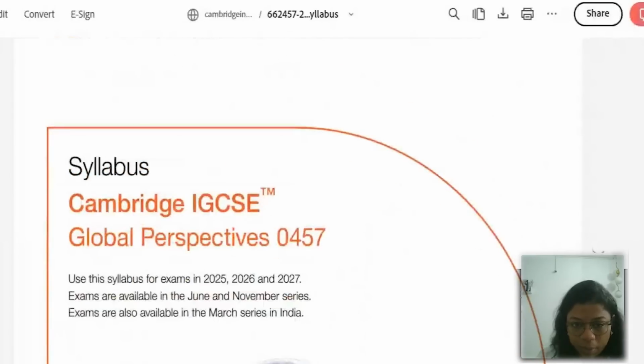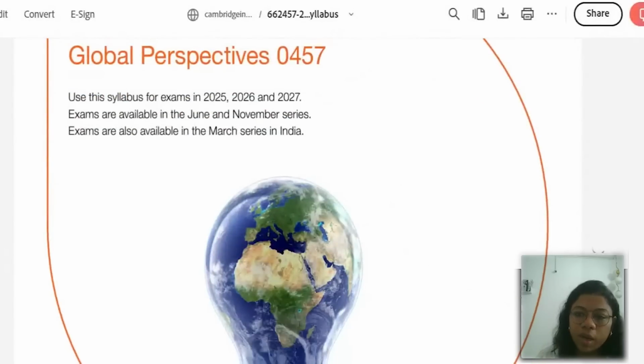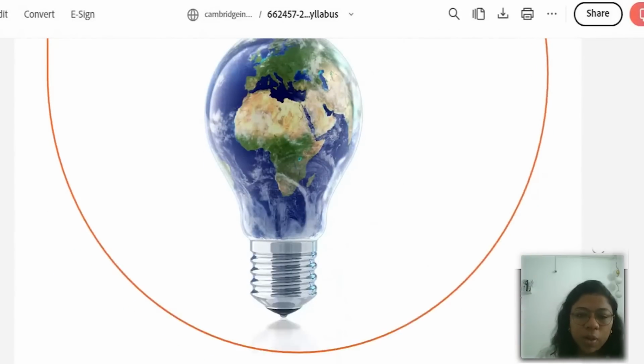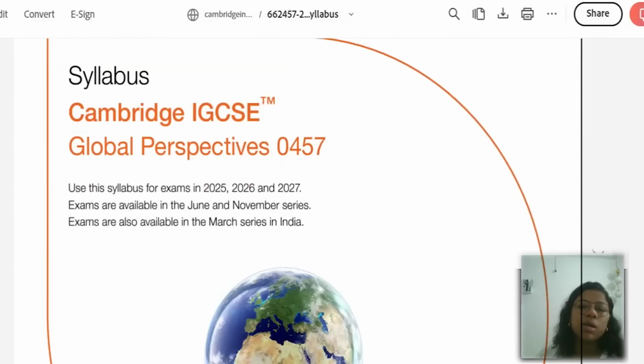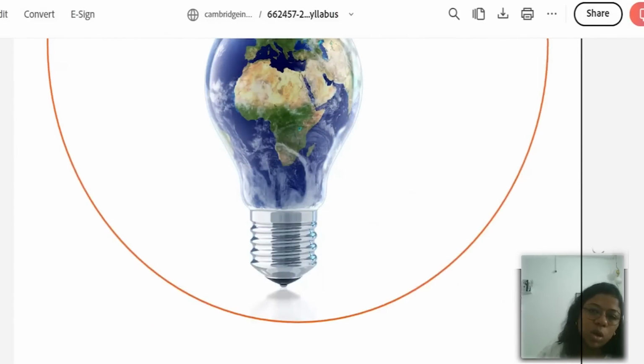Perfect. Now I'm straight away sharing a document on my screen, which is given by the Cambridge Assessment Board. That is your syllabus copy. This is a very easily available document online on the Cambridge website. What you can see here is that this syllabus is for 2025 to 2027. It is applicable to students appearing for the IGCSE examination from 2025 till 2027, and of course, there are quite a few changes from this year's 2025 syllabus.